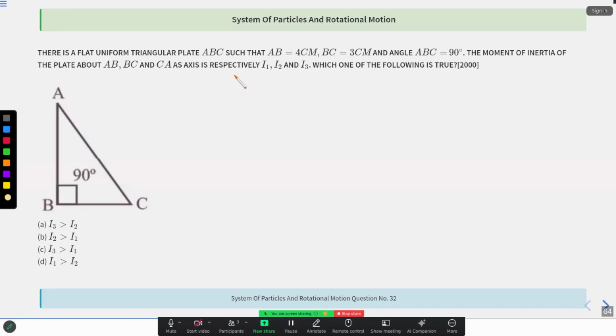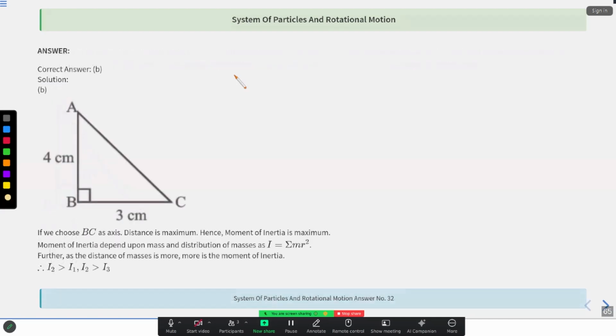The moment of inertia of the plane about AB, BC, and CA is I1, I2, and I3. Which of the following is true? Nothing. You just need to calculate normal moment of inertia. How do you calculate moment of inertia? I is equals to mr square. If you have multiple particles, it's sigma mr square. Just calculate upon distances of AB, BC, and CA, and you have angle of 90 degree. Don't forget 3 centimeters, 4 centimeters. Calculate it. So this is 16 and this is 9, so that's 25. So this will be 5 centimeters, right? AC will be 5 centimeters.